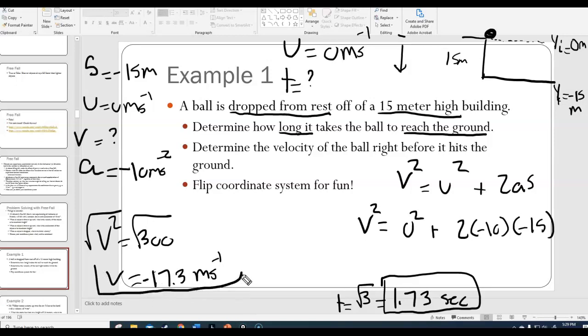So it should be negative 17.3 meters per second. The equation will give you positive 17.3 meters per second. The negative sign you have to figure out on your own, because it makes sense in this situation. That's a situation where you just need to be smarter than your equation. So pause there if you need to finish writing that down. Okay, and let's take a look at one more example.